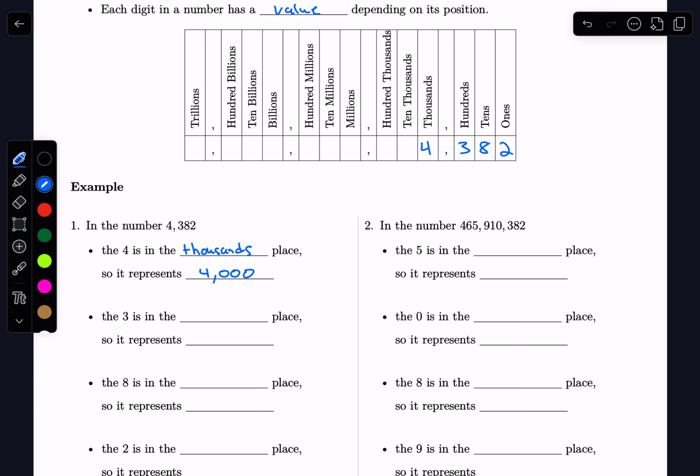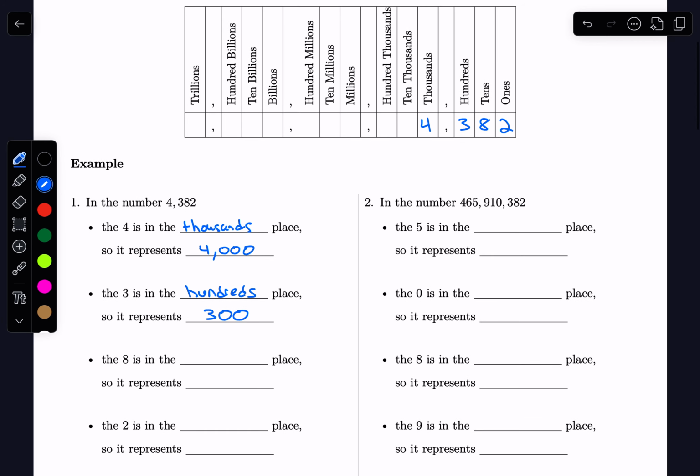Next number is the 3. If we look at the chart again, the 3 is in the hundreds place. So we can say the 3 is in the hundreds place, so it represents 300. Next one, the 8 is in the tens place. So it represents 8 times 10, which is 80. And the 2 is in the ones place. So you don't have to actually multiply it. We just multiply it by 1, which doesn't do anything. So it just represents 2.